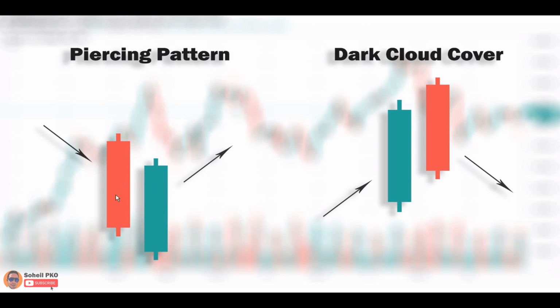This pattern appears in downtrends or near support levels, and after the last red candle, which is the first candle of this pattern, we have a long green candle which opens below the close of the red candle and closes higher than the midpoint of the red candle. It shows buying pressure and the possibility of reversal and a change in the direction of the price.